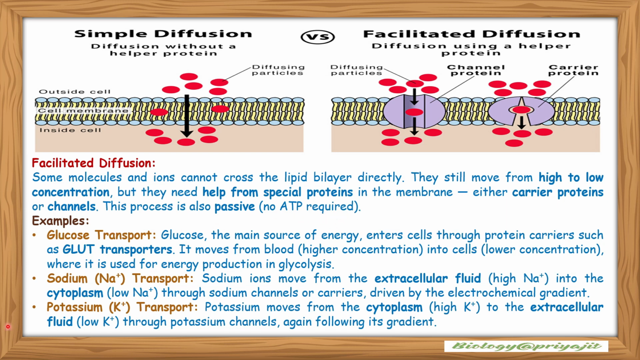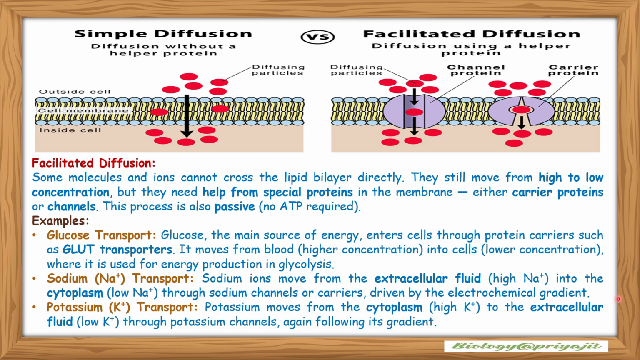Examples: glucose transport. Glucose, the main source of energy, enters the cell through protein carriers such as GLUT transporters. It moves from blood, higher concentration, into cells, lower concentration, where it is used for energy production in glycolysis. Sodium transport. Sodium ions move from the extracellular fluid, high sodium, into the cytoplasm, low sodium, through sodium channels or carriers, and it is driven by the electrochemical gradient.